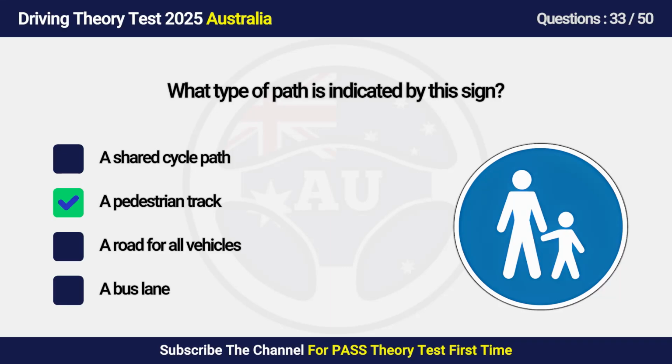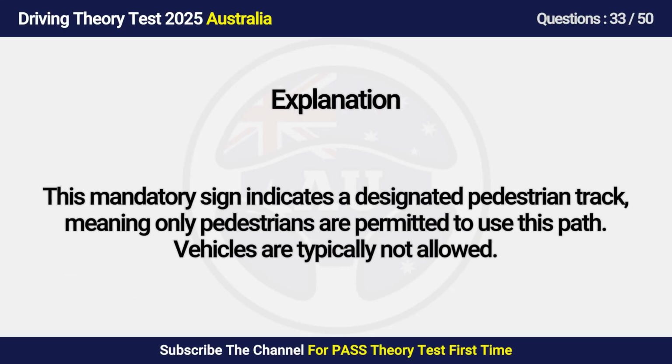Answer is B. A pedestrian track. This mandatory sign indicates a pedestrian track, meaning only pedestrians are permitted to use this path. Vehicles are typically not allowed.